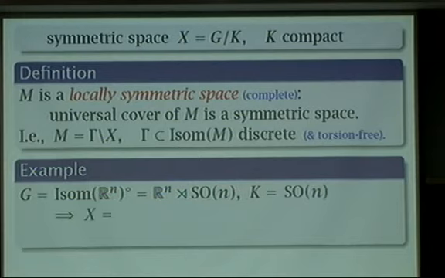And then when you mod out the space X, it's G mod K. Well, if you take this group here and then mod out the SO(n) part, all that's left is exactly R^n. So this is how we get R^n as a symmetric space. But then I want to make a locally symmetric space.